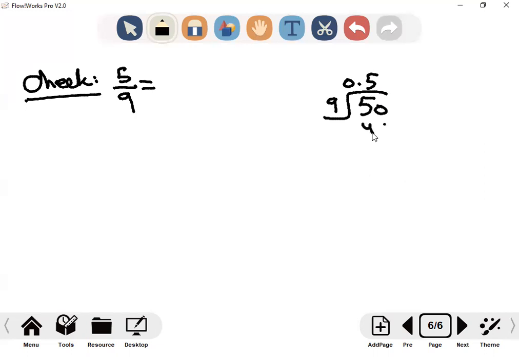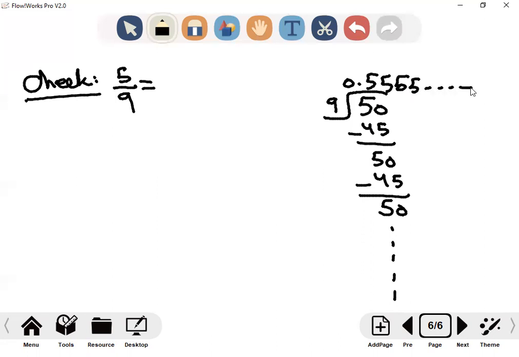5 times 9 is 45, subtract, 5, decimal 0. 50 divided by 9, 5. 45. Subtract, 5, decimal 0. So it will be 5, 5 forever. So here how will I write it? 0.5 with the repeating bar over the 5.